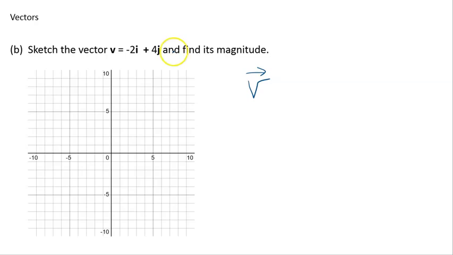Remember, negative 2i plus 4j. The negative 2i, remember, I is a unit vector in the horizontal direction, whereas j is the unit vector in the vertical direction. So we need to go negative 2 in the horizontal direction. So negative 2 is out this way, right? So here's negative 2. And then 4 in the vertical direction, that takes me right here. But it's just like plotting a point. So there's negative 2, 4.